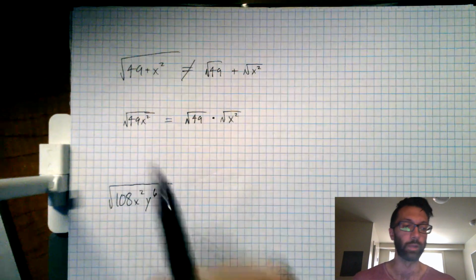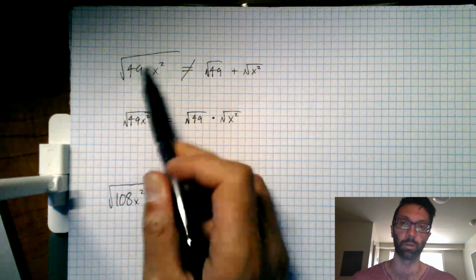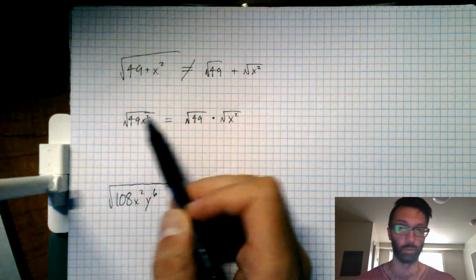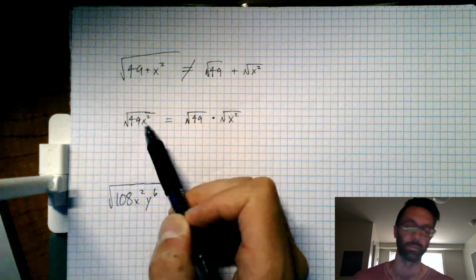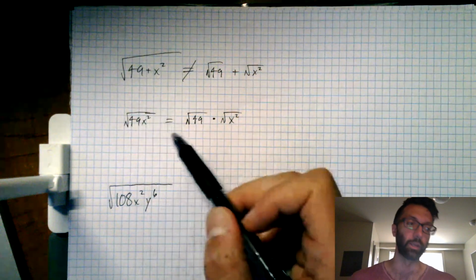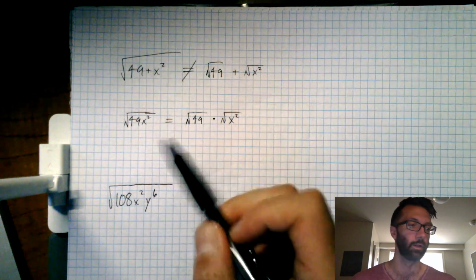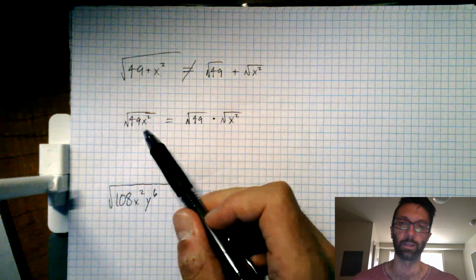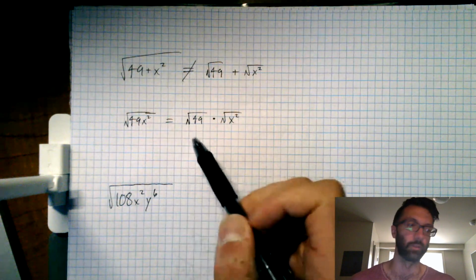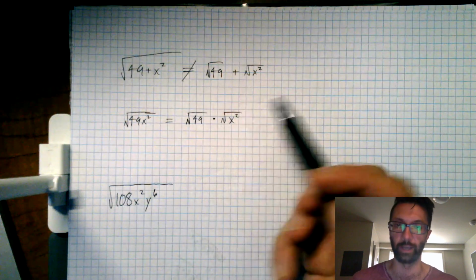But when we have a product underneath the radical, instead of a sum, we have all multiplication here. This means 49 times x squared, and we have the square root of all of that stuff. Then we can distribute that radical to the two factors. So I can say the square root of 49x squared is equal to the square root of 49 times the square root of x squared.